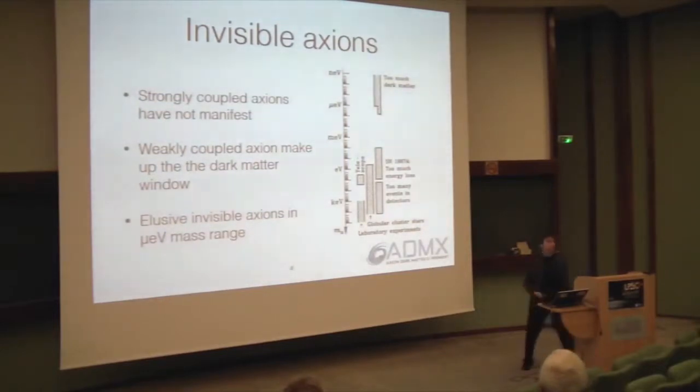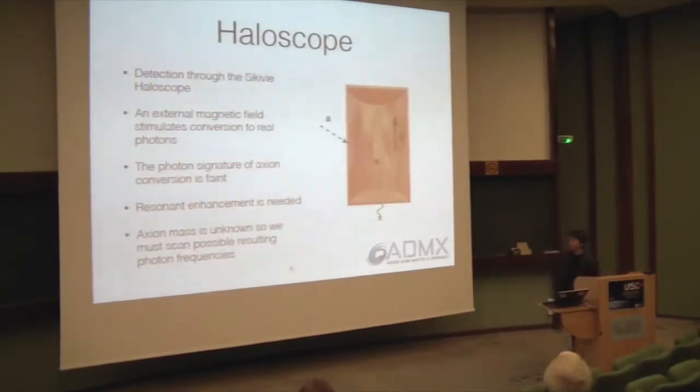So how might you detect this incredibly weakly interacting particle? In the early 80s, Pierre Sikivie came up with the Sikivie haloscope: if we have a very strong magnetic field, so let's apply a magnetic field from, say, a solenoid magnet, but it could be any magnet, the axion can scatter off that field and create a real photon. This would be a very weak, faint signal, but if you had resonant enhancement from, say, a microwave cavity, you can actually ring up that power and have a chance to measure it.